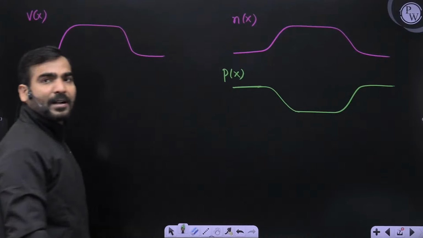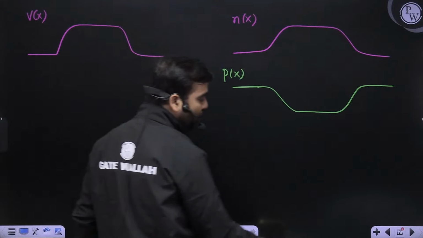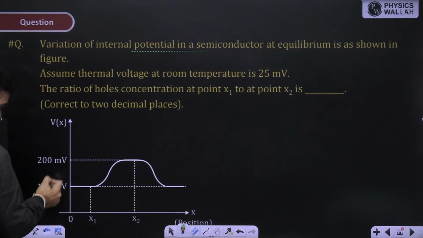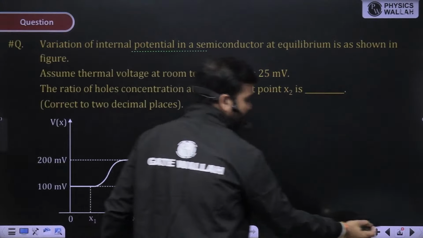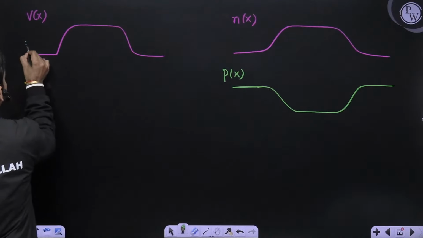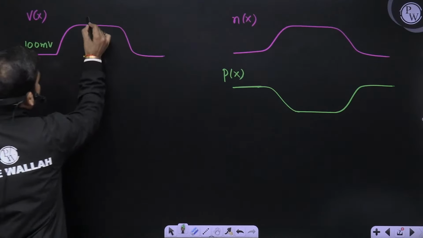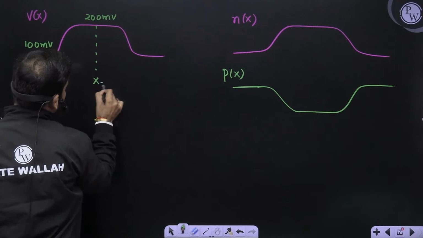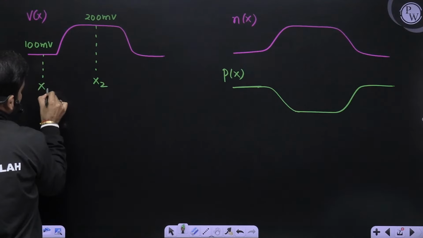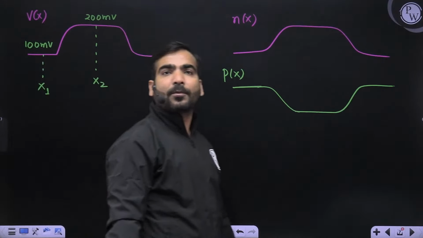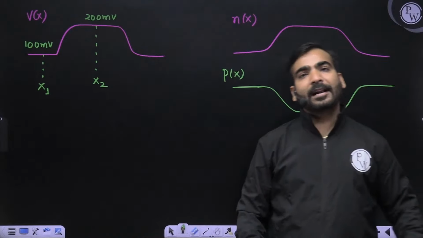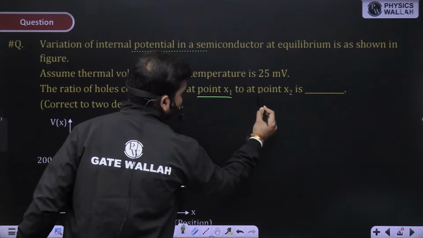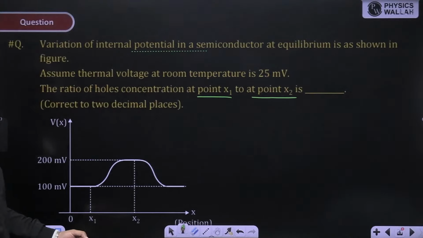Now in the question, what is given? Potential is given at 2 points, x1 and x2: 100 millivolt and 200 millivolt. So here it is 100 millivolt and here it is 200 millivolt. This point is x2 and this point is x1. You have to find the ratio of the concentration of holes at x1 and x2. That ratio we have to find out.